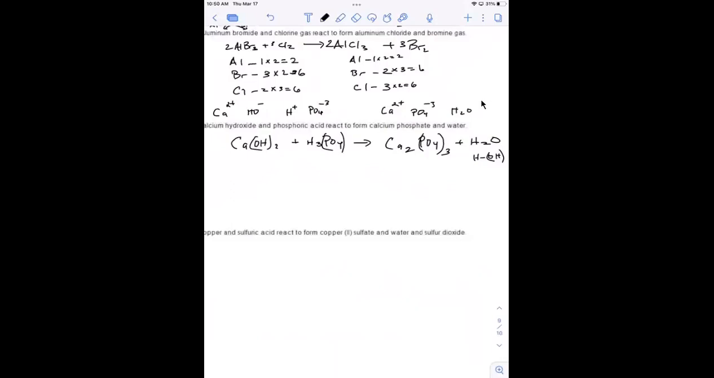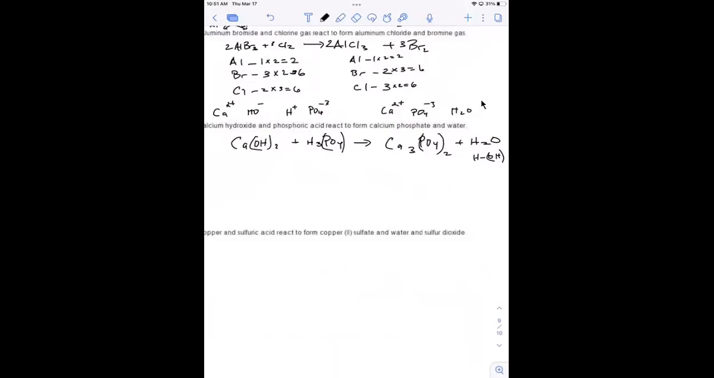Dr. Russell, go ahead. For calcium phosphate, why wouldn't it be Ca3(PO4)2? It is. It is. Oh, it is. My bad. All right. Good. Thank you.